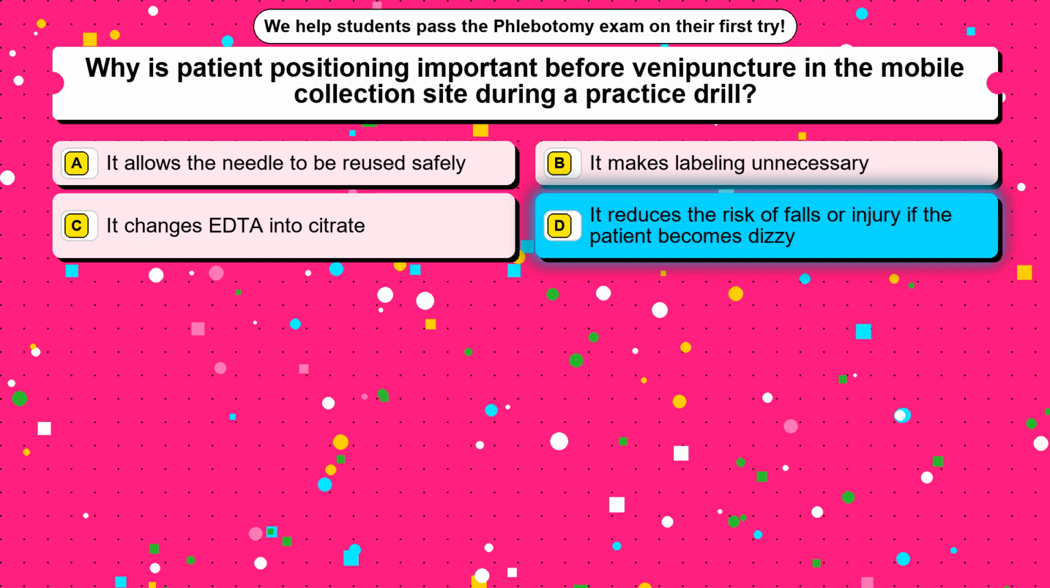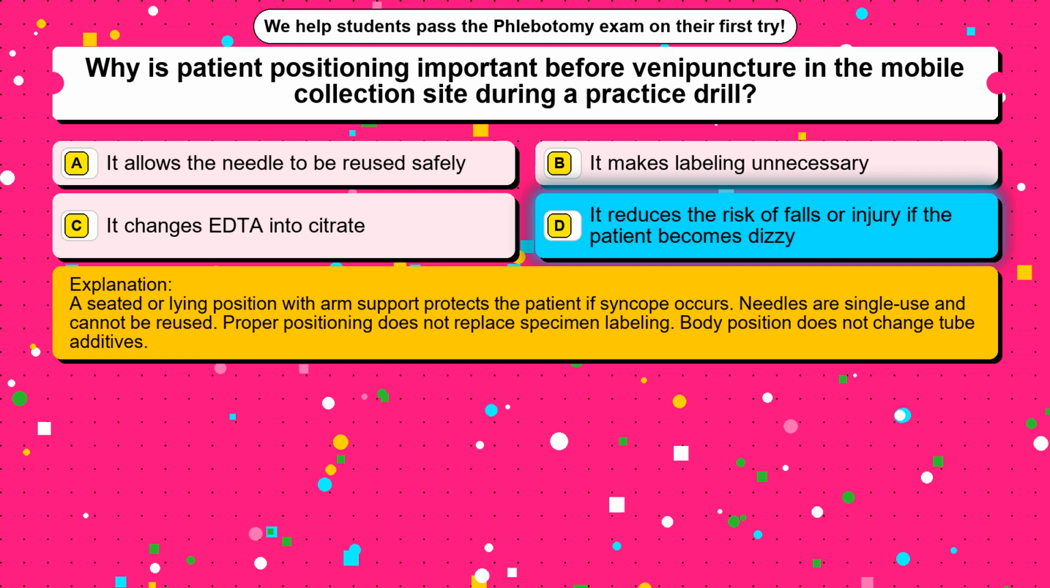The correct answer is option D. It reduces the risk of falls or injury if the patient becomes dizzy. A seated or lying position with arm support protects the patient if syncope occurs. Needles are single-use and cannot be reused. Proper positioning does not replace specimen labeling. Body position does not change tube additives.